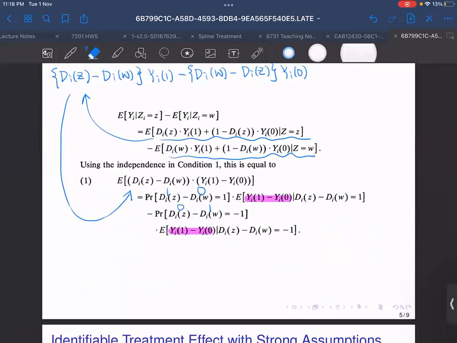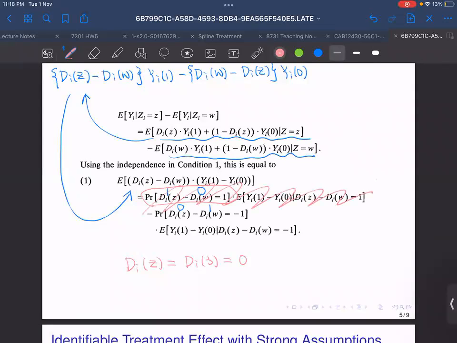Okay, so let me erase the highlighter. You see that if we assume, let's say D_i(w), so maybe D_i(z), since I said that z is 3, right? D_i(3), where 3 stands for the draft number, is actually 0. Then you see that this scenario is impossible to happen, right? So we can just erase this part, and we are left with only this, all right?